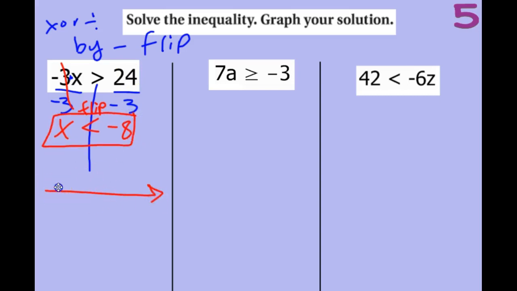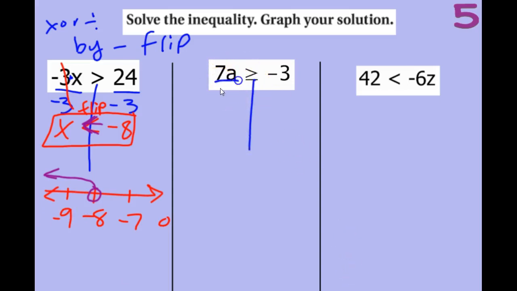So on our number line, put negative 8 in the middle. Negative 9 would be less, and negative 7 will be greater towards 0. This one is an open circle because it's not equal to, it's less than. And less than would be to the left. You can put an arrow in there pointing to the left. Otherwise, you know the bigger negative numbers are less.